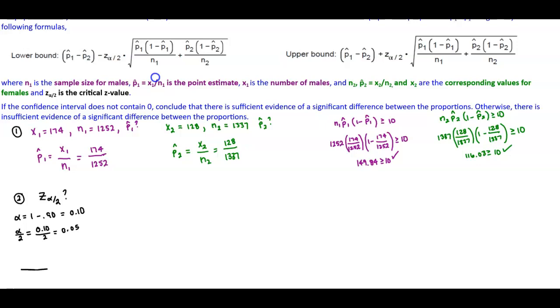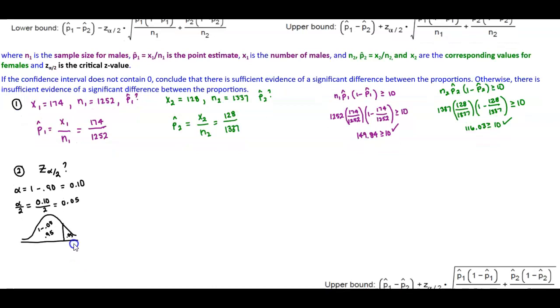Now, just to give a brief description of what this would look like, what that means is that we want to find this critical value, and that critical value is going to be here, where this is 1 minus 0.05, which is 0.95, and this is 0.05. So we're looking for the critical value there. We can either use the table, which can take a little bit longer, and we've done it in the past, or we can use the function INV norm on our calculator.